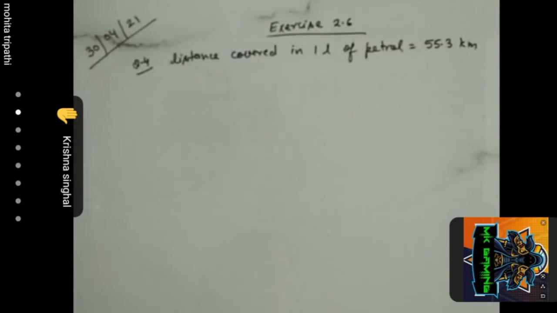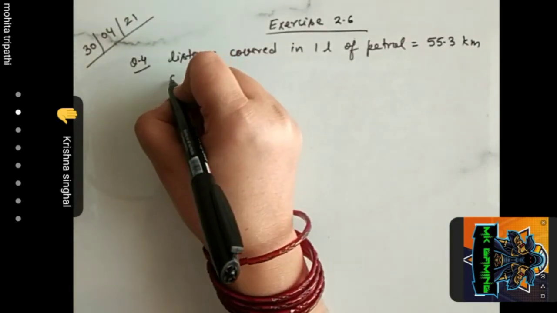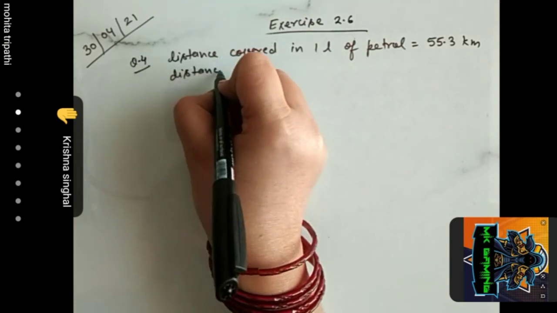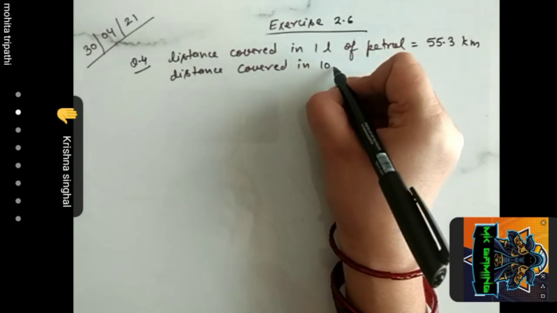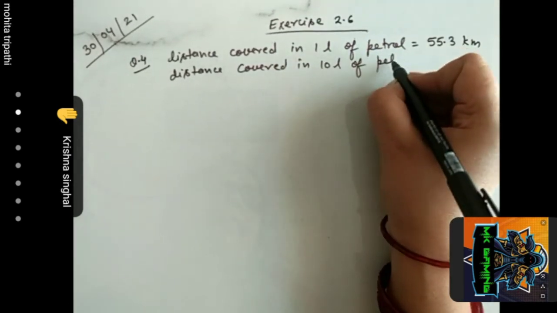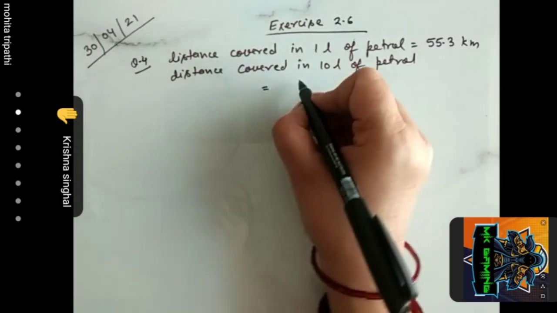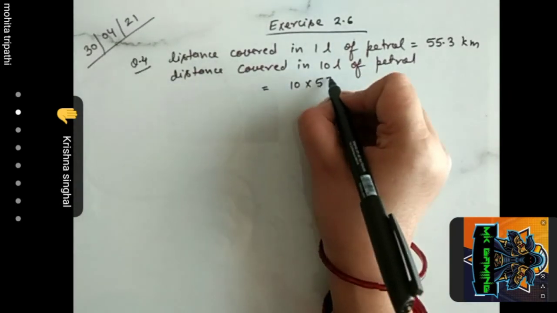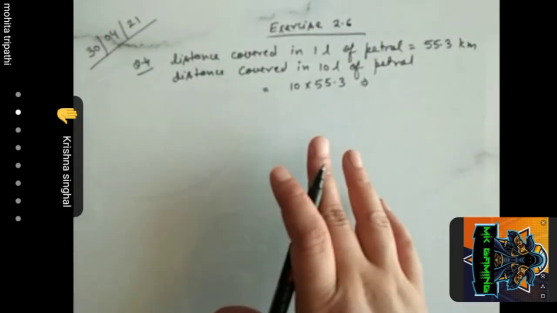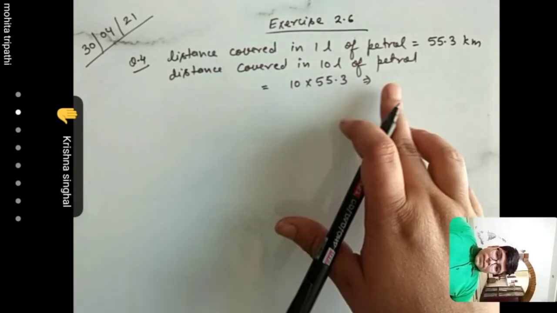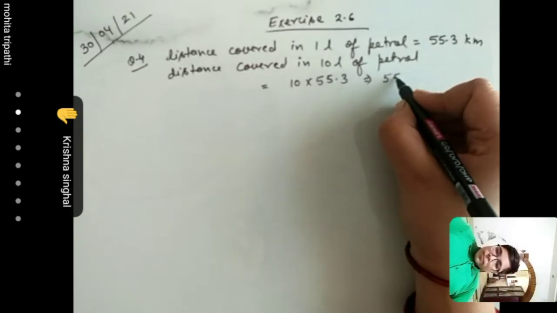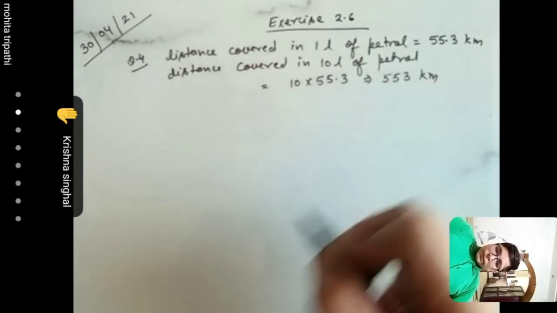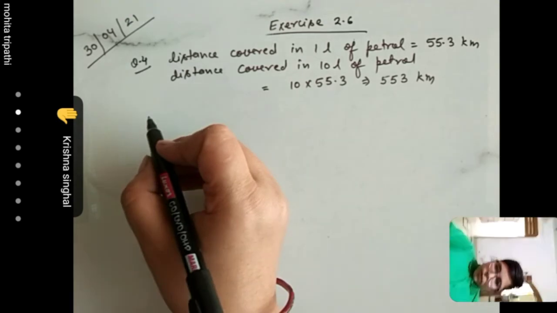Now, the question is here. How much distance will it cover in 10 liters of petrol? So, distance covered in 10 liters of petrol. So, how will you find it out? You will multiply it by 10. And how have I told you to do the multiplication? No need to multiply it. Just see the number of zeros here and you will change the position of the decimal. So, it will be 553 kilometer. Okay.